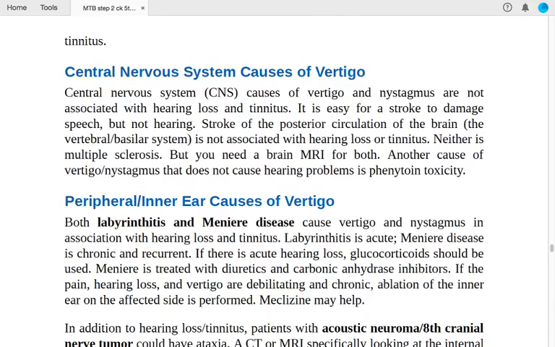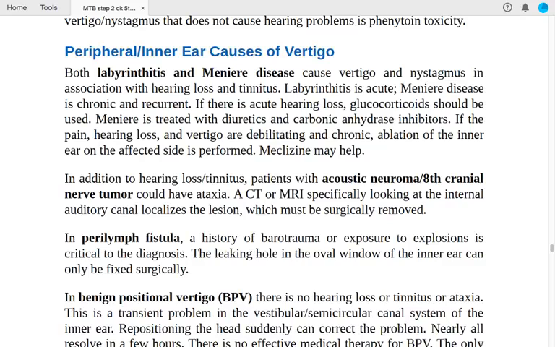Now we're coming towards peripheral inner ear causes of vertigo. So what are the peripheral or inner ear causes of vertigo? Both labyrinthitis and Meniere's disease cause vertigo and nystagmus in association with hearing loss and tinnitus. So if it's a case of labyrinthitis, if it's a case of Meniere's disease, both of them can cause vertigo and nystagmus in association with hearing loss and tinnitus. Now, labyrinthitis is acute and Meniere's disease is chronic and recurrent, right? We must memorize that labyrinthitis is acute and Meniere's disease is chronic and recurrent.